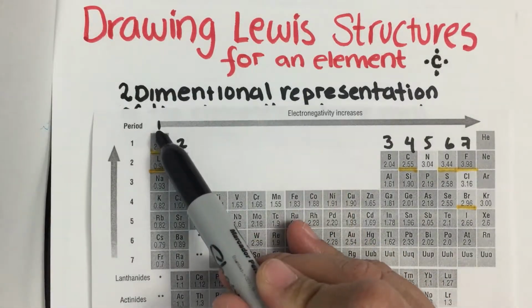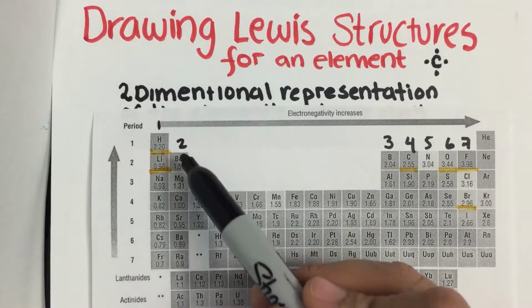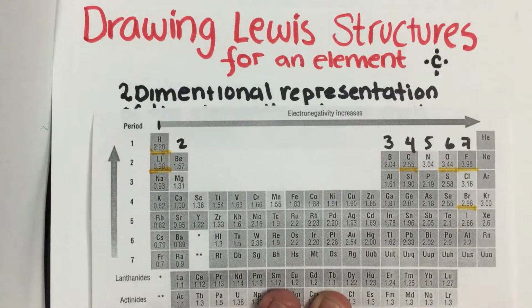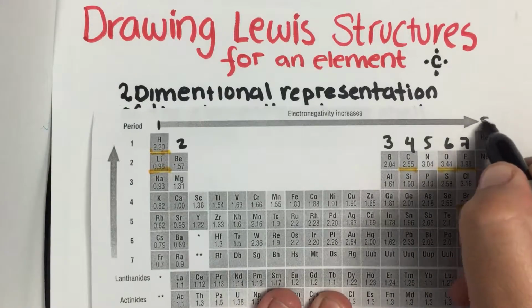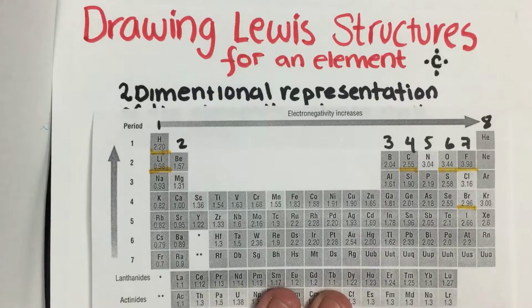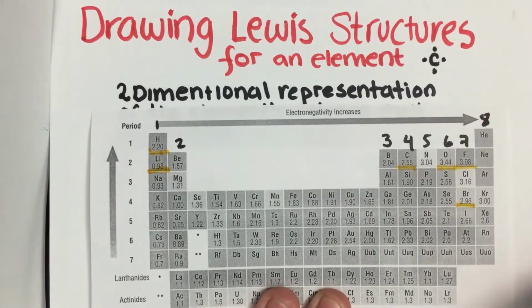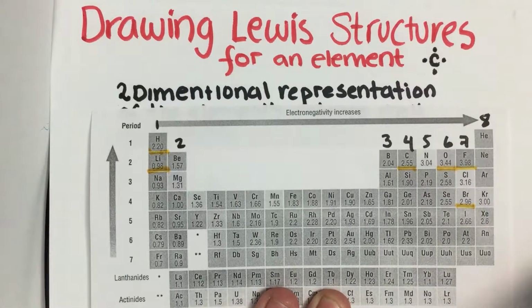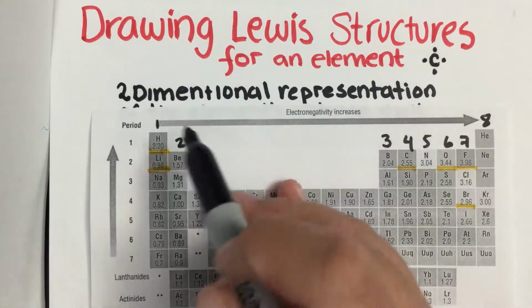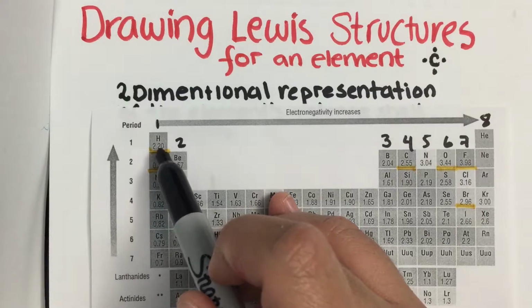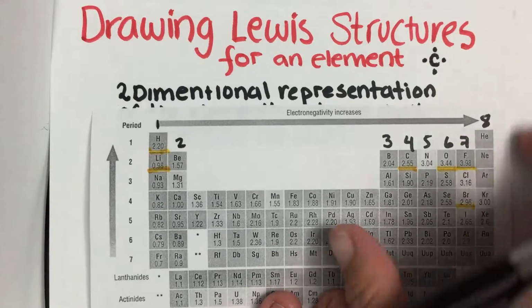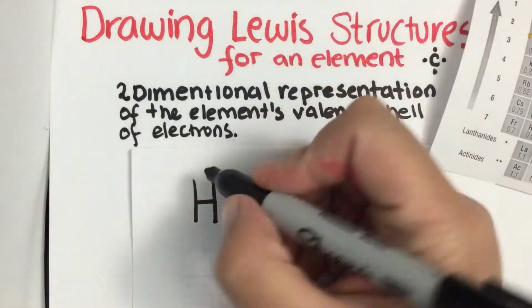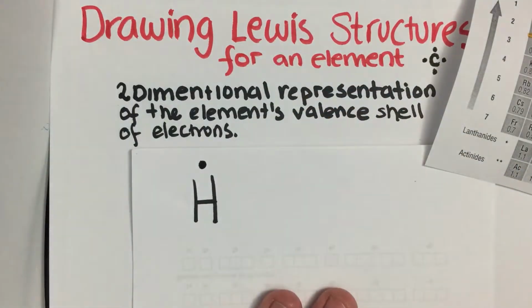So if it's in group 1, it would be 1 valence electron. If it's in group 2, 2 valence electrons. 3, 4, 5, 6, 7. Noble gases have 8 valence electrons, therefore their valence shell is full and they are not as reactive or unreactive. So we're asked to do it for hydrogen. Hydrogen is in group 1, so it has only 1 valence electron. So we need to draw how many dots? Well, just 1 dot above it.